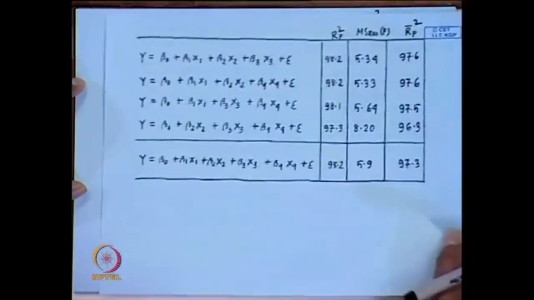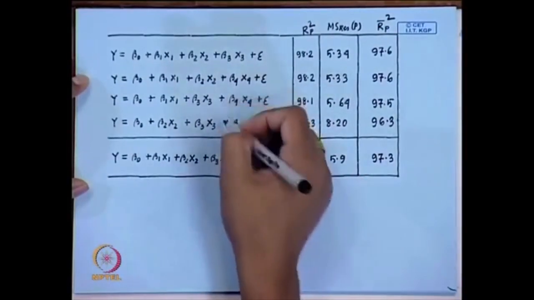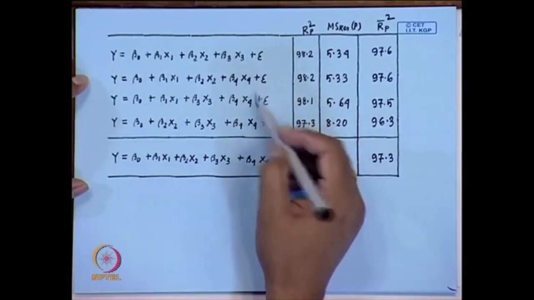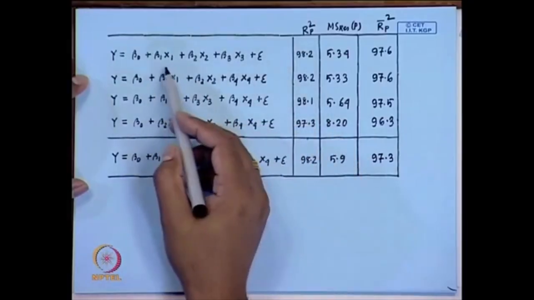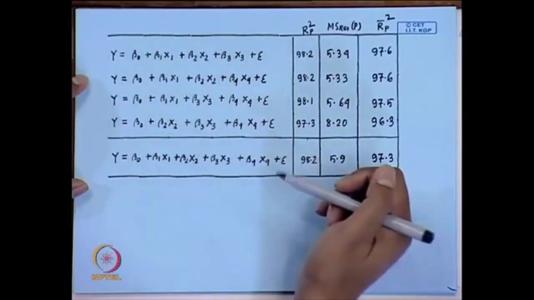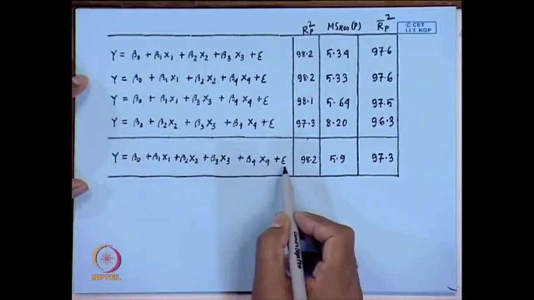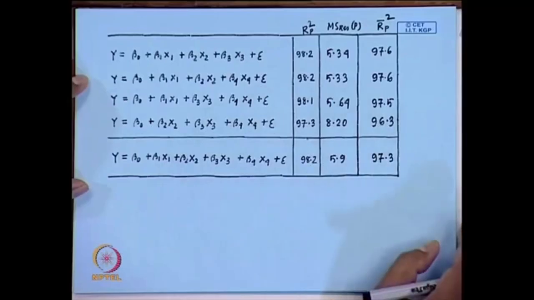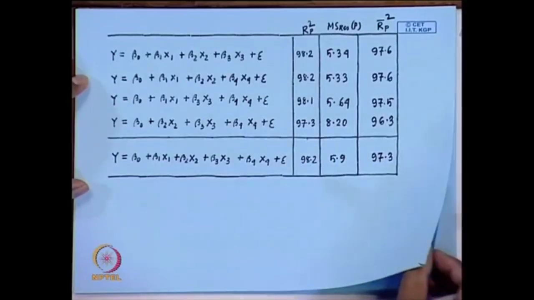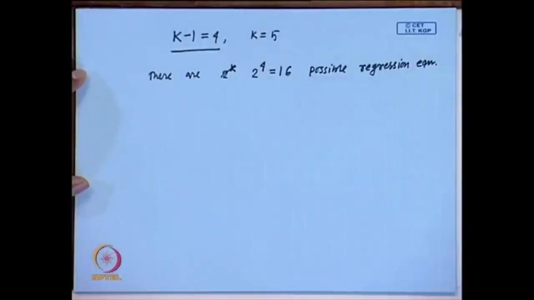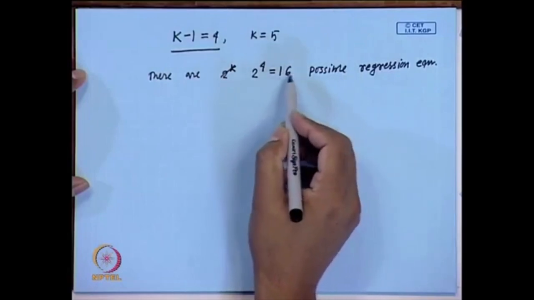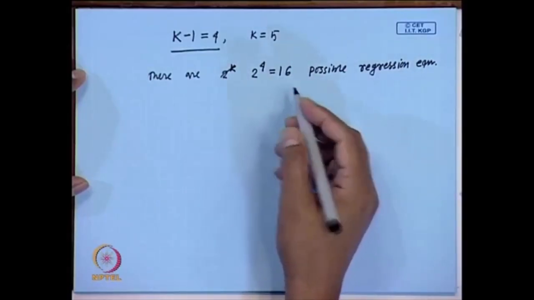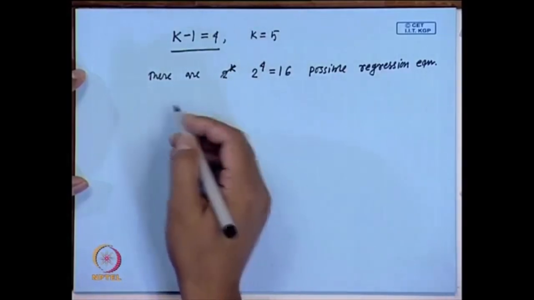Next we have regression models involving 3 regressor variables. There are 4C3, that is equal to 4 such models, like x1, x2, x3 and so on. And this is basically the full model, which involves all the 4 regressor variables. There are 4C4, that means 1 such model. So when the number of regressor variables is 4, we have 16 possible regression models, and we need to evaluate them with respect to some criteria. And see the complexity of this approach.